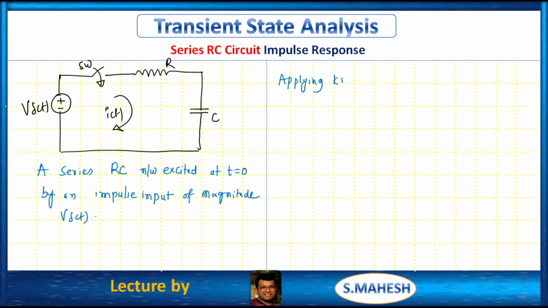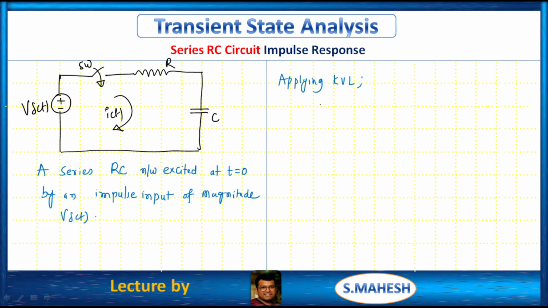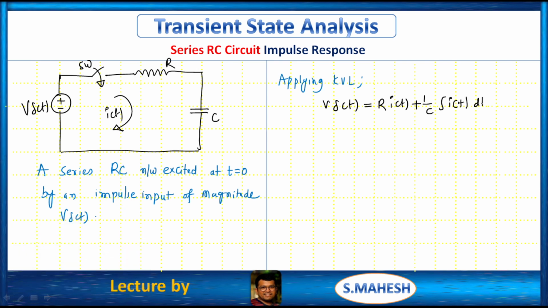Therefore, applying KVL, what do we have? V into delta of T equals R into I of T plus 1 by C integral of I of T dt. Clear?